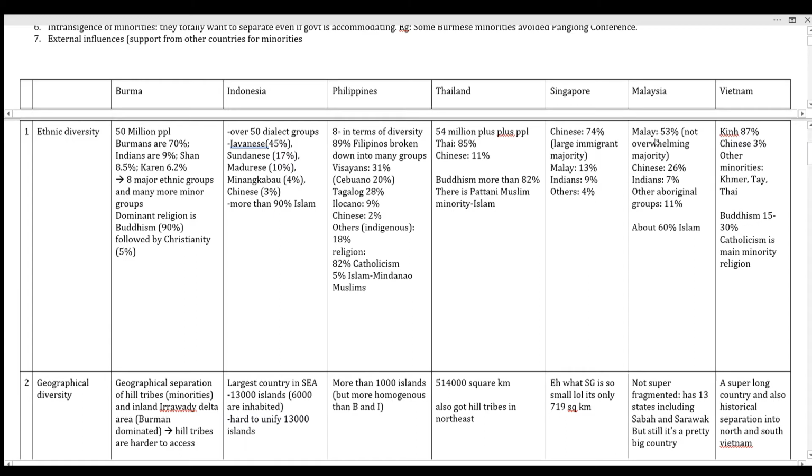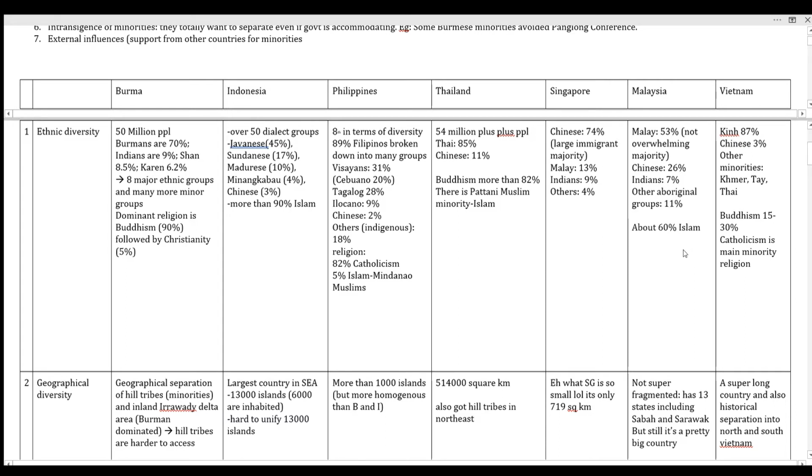And Malaysia, well, they also don't have a particularly great majority, even though they do consider their majority so-called, what's that thing called? Okay, I forgot what that's called. The majority is Malay, and they have the other races as well, and a pretty big minority of Aboriginal groups.